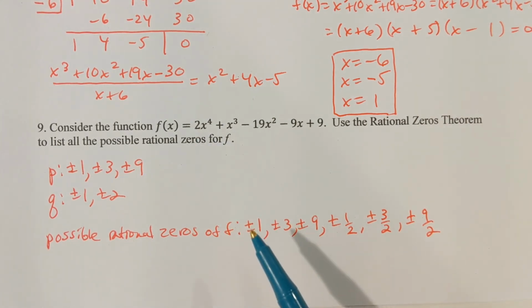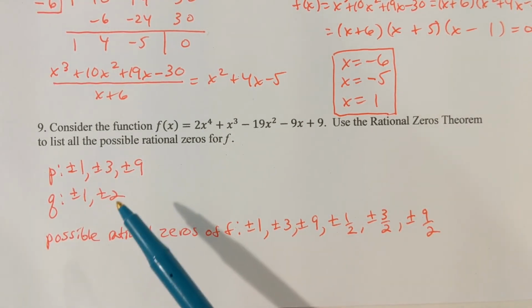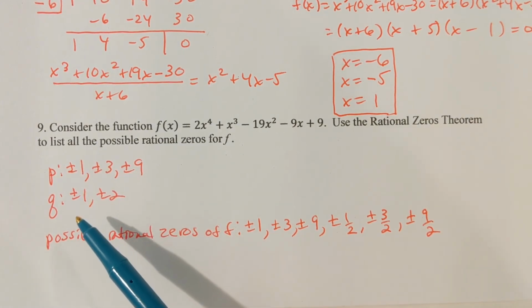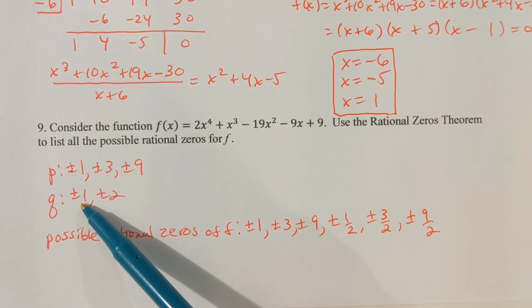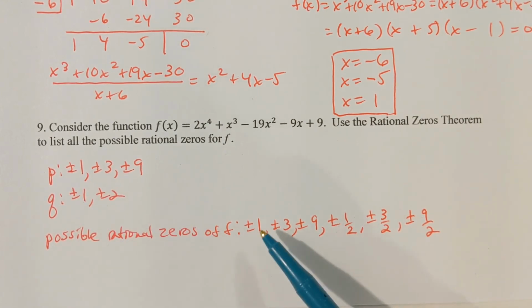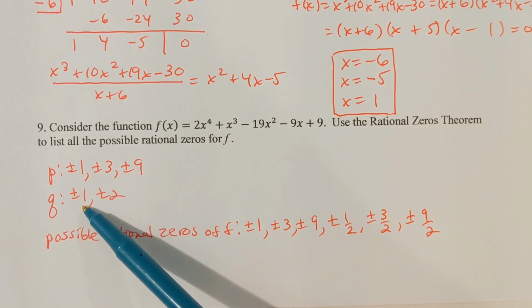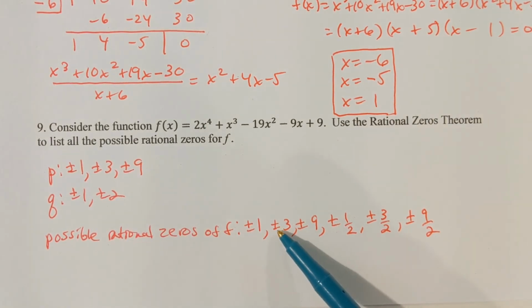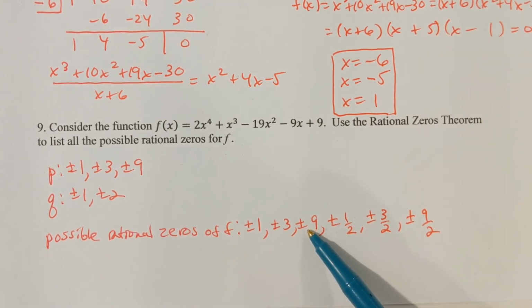Now that we've identified the p and q values, we want to list all the possible rational zeros. So I'm listing all the numbers in the form p over q. To begin, why don't I start by listing all the fractions where 1 or negative 1 would be in the denominator. If you have plus or minus 1 divided by plus or minus 1, that would be plus or minus 1. Plus or minus 3 divided by plus or minus 1 is plus or minus 3. Plus or minus 9 divided by plus or minus 1 is plus or minus 9.